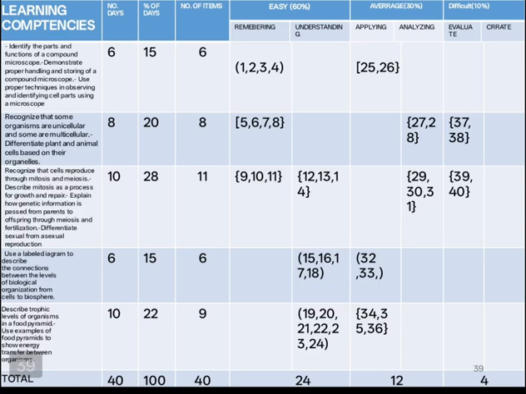Pag na-balance na, ito na yung pinaka-final na TOS. Paglagay ng item placement, nakita ninyo sa first row sa easy na part, lahat ng nandyan ay nag-start for 1 to 24. So meaning sa 1 to 24 ay nasa remembering or understanding lang siya na part and then pahirap na ng pahirap from average to difficult.